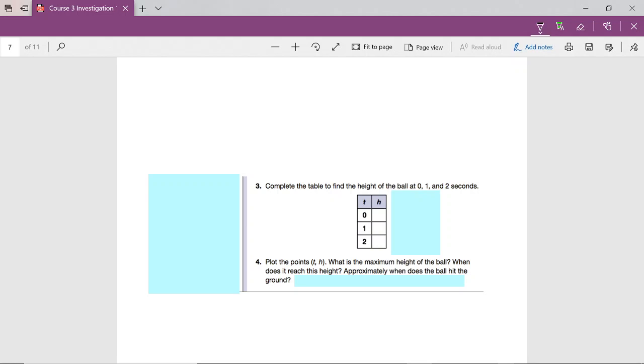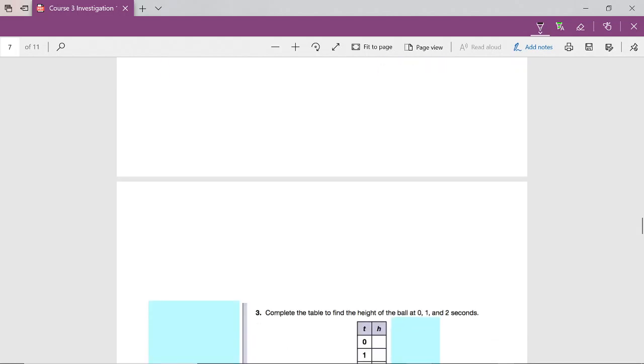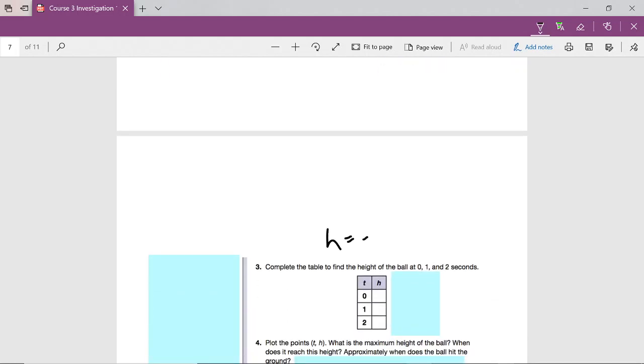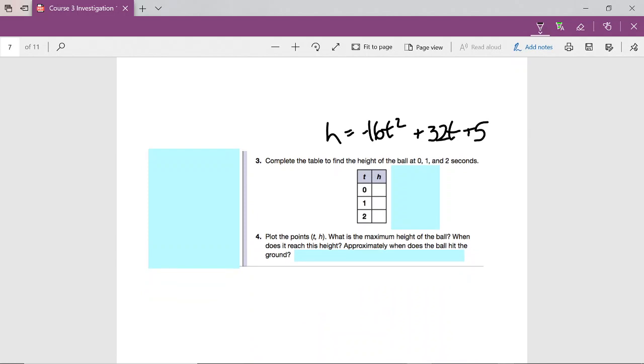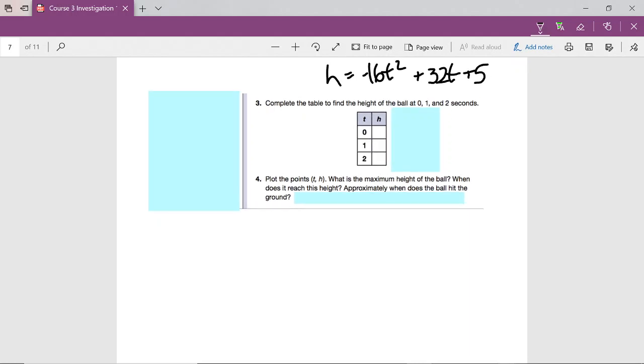There are a lot of different ways that we can do this, and in Algebra 1 you'll learn many of them. But for right now, let's just use that equation. I'll write it down again: h equals -16t² plus 32t plus 5. What we can do here is just plug in 0, 1, and 2 into this equation for t. So let's do that. We're going to say h equals -16 times 0² plus 32 times 0 plus 5. And so those all cancel out and we just get 5.